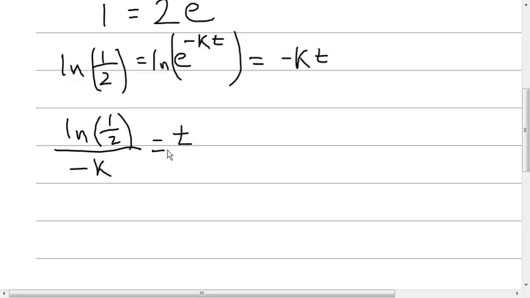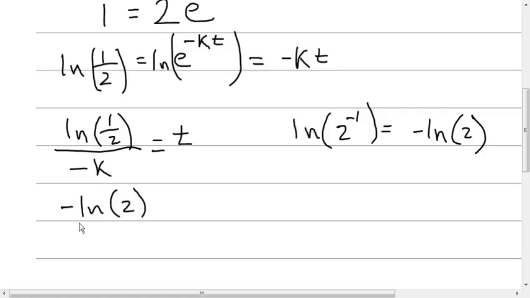That's one way to write it, but it's not the way that it's normally written. You've got to realize that log of 1/2 could be rewritten as log of 2 raised to the minus 1 power. And then by rules of logs and exponents, you realize that this minus 1 could be brought to the outside. So this is equal to minus log of 2. Okay, the minus 1 came out, minus log 2. Therefore, this equation can be rewritten as minus log of 2 divided by minus k is equal to t.